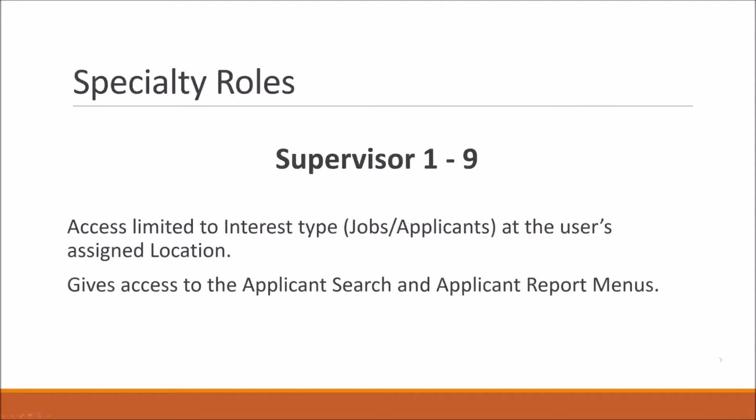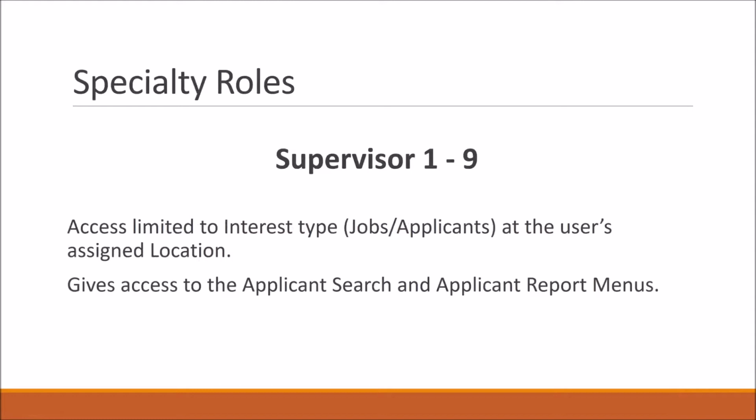So moving on to specialty roles. Supervisors. We have 1 through 9, and they all correspond to your interest type. So if the first interest type listed on your portal is certificated teacher, Supervisor 1 would correspond to your certificated teachers, and so on. That's how that works.